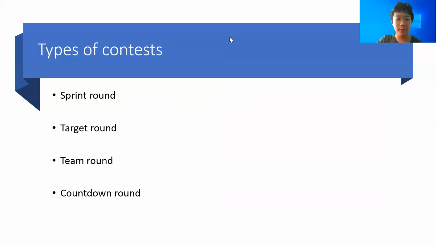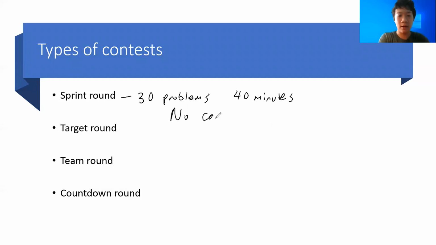So, as I said before, there are 4 types of contests inside the Mathcounts competition. These are different types of tests you will be going through, okay? The first test is called the sprint round. The sprint round is 30 problems in 40 minutes. This round is actually the one that takes the most amount of time. And no calculator is allowed.